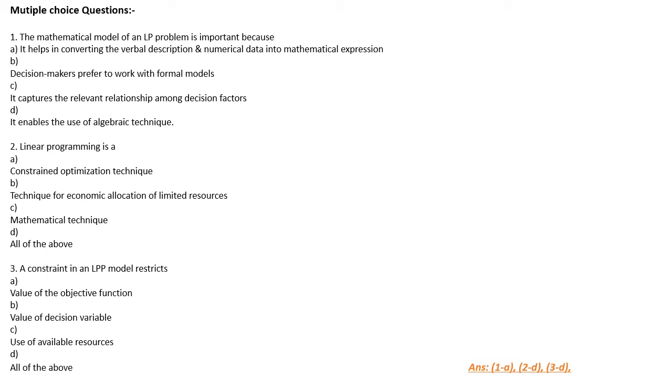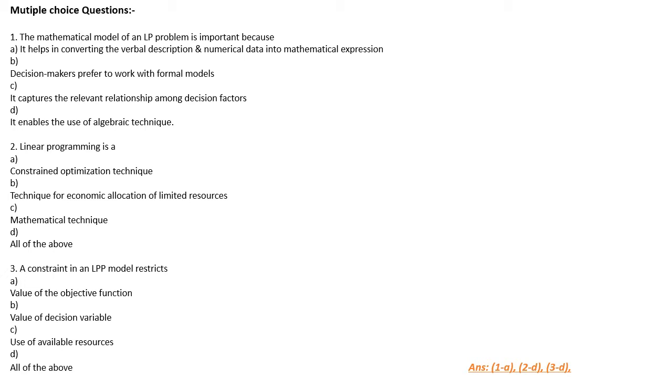First, the mathematical model of an LP problem is important because: A, it helps in converting the verbal description and numerical data into mathematical expression. B, the decision maker prefers to work with formal models. C, it captures the relevant relationships among decision factors. D, it enables the use of algebraic techniques. Correct answer: A, it helps in converting the verbal description and numerical data into mathematical expression.